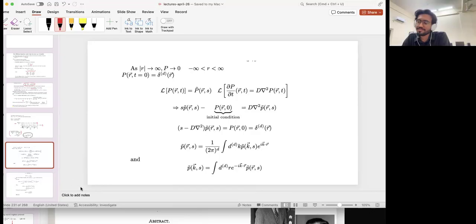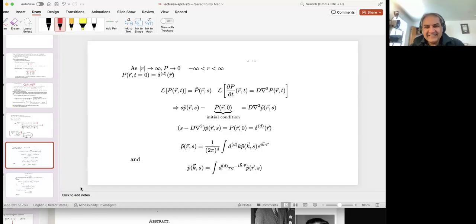Yeah, me and Mukesh sir, we did this in our first semester of coursework. I see. Yeah. Laplace transform and all these transforms.